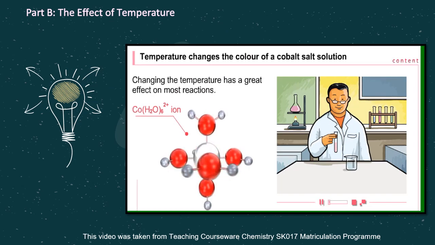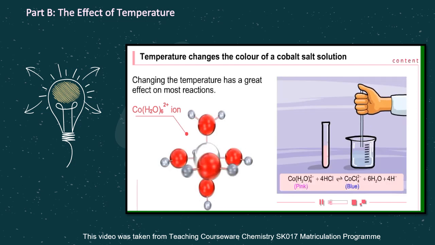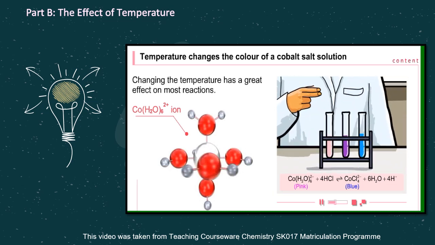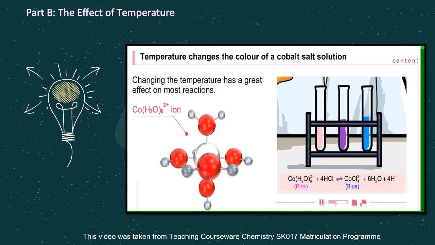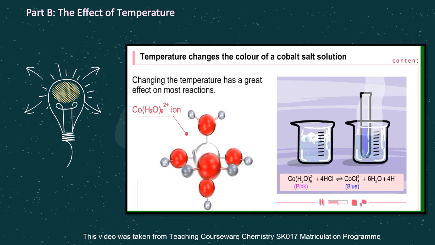A solution of cobalt-2 nitrate contains hexaaquocobalt-2 ions, which are pink in color. When some hydrochloric acid is added to the solution, the equilibrium shifts to the right. When equilibrium is established, the solution becomes violet in color. An equilibrium exists between the pink hexaaquocobalt-2 ions and the blue tetrachlorocobalt-2 ions. When warmed by the water bath, the solution becomes blue, so the equilibrium is shifted to the right. When cooled by the ice bath, the solution becomes pink, so the equilibrium is shifted to the left.